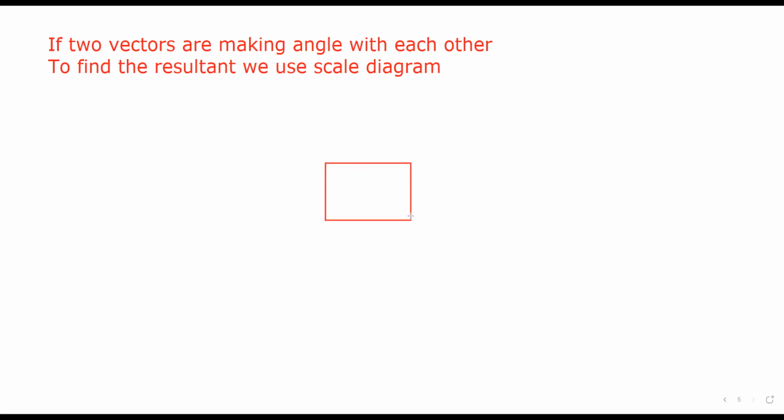For example, we have an object, and this object is experiencing a force of 5 Newton and a force of 20 Newton, making an angle of, say, 40 degrees. So two vectors are there, making a certain angle with each other. To find the result, we use a scale diagram.